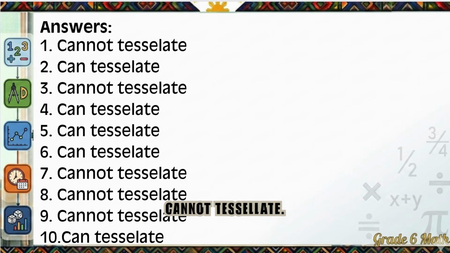Answers. 1. Cannot tessellate. 2. Can tessellate. 3. Cannot tessellate. 4. Can tessellate. 5. Can tessellate. 6. Can tessellate. 7. Cannot tessellate. 8. Cannot tessellate. 9. Cannot tessellate. 10. Can tessellate.